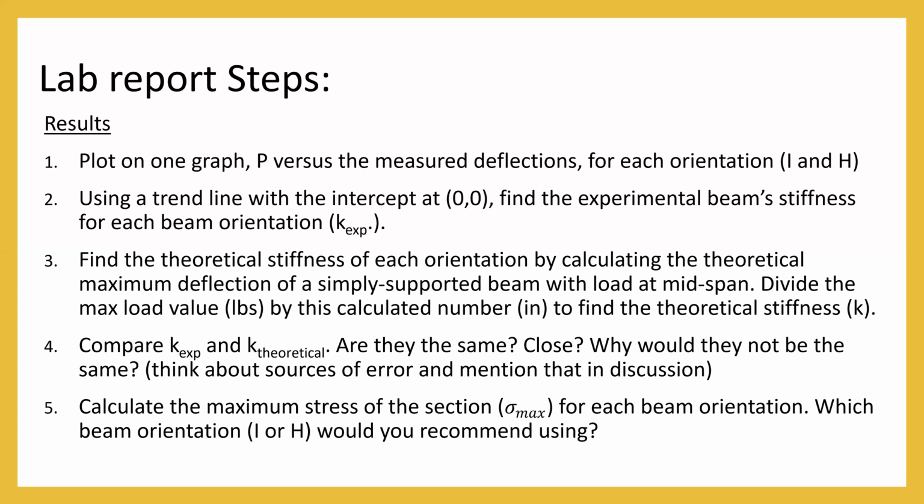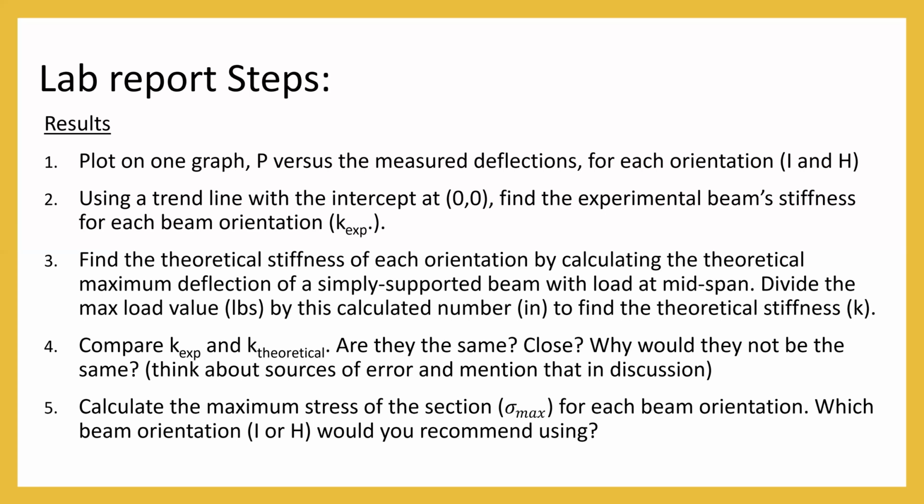And then, of course, the last step, maximum stress of the section. So that's going to be your sigma max. You'll see the equation in your instructions file. And then overall, based off of finding that sigma max for each beam orientation, which beam orientation, I or H, would you recommend using? So which one seems to be able to carry the most amount of stress?